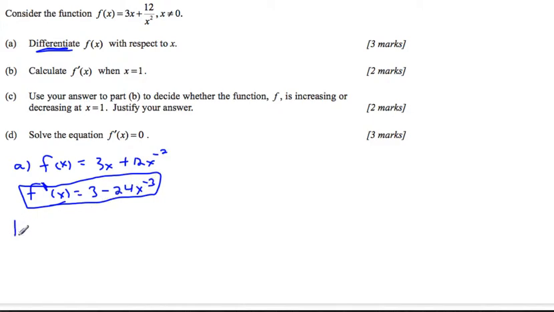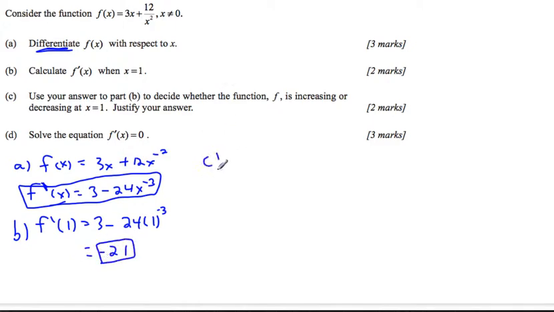In part B, we need to calculate the derivative when x equals 1. So instead of an x, we put a 1. We're evaluating it in the derivative. So we use 3 minus 24 times 1 to the power of negative 3. 1 to any power is 1. 3 minus 24 is negative 21.